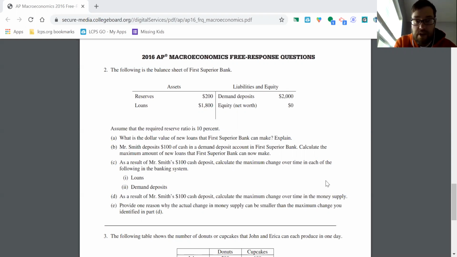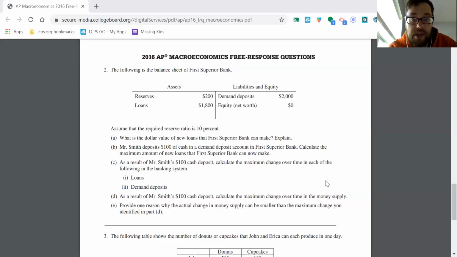Mr. Smith deposits $100 of cash in a demand deposit account in his checking account, First Superior Bank. Calculate the maximum amount of new loans that First Superior Bank can now make based on a $100 deposit. Well, a bank can't turn around and loan out the entire deposit, right? What do they have to do when they take in $100 for a deposit? They have to take some out for required reserves, right? How much do they have to take out? Well, they got to take out 10% because that's what they told us the reserve ratio is, right? So what is that? That's $10.